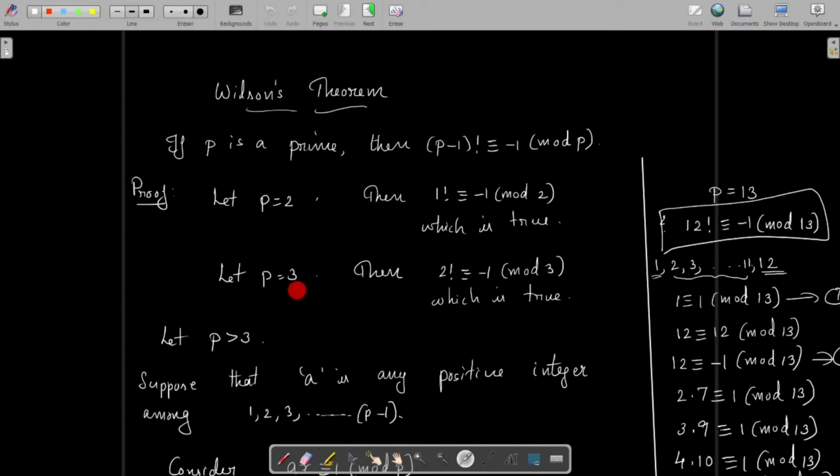Again when p equal to 3, we have the relation 2 factorial is congruent to minus 1 mod 3. 2 factorial is 2. 2 minus minus 1, that is 3. 3 is a multiple of 3. So this relation is also true. So the congruence (p minus 1) factorial congruent to minus 1 mod p is true when p equal to 2 and 3. So now we are considering the case when p is greater than 3.